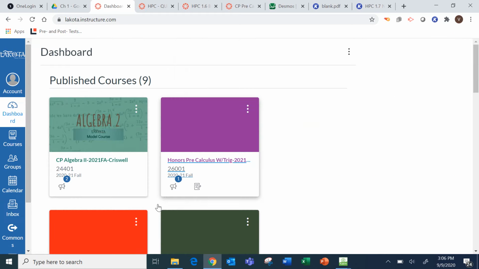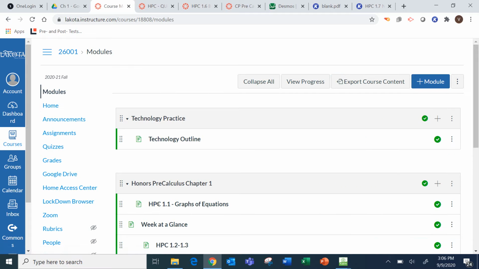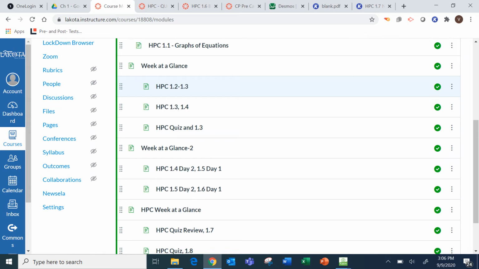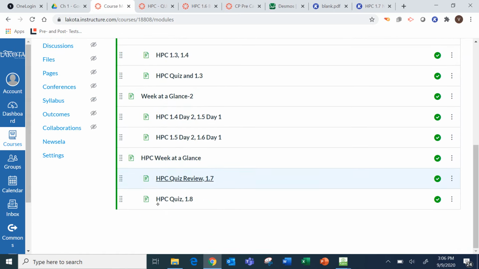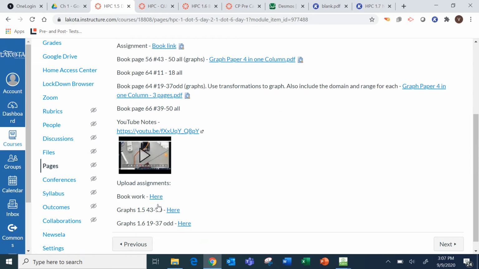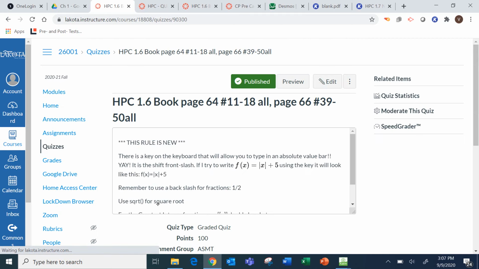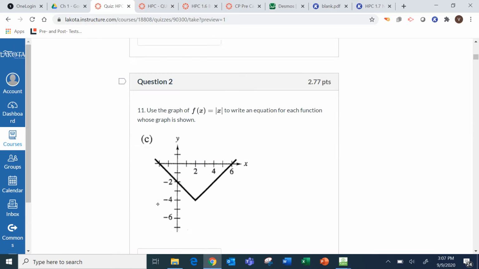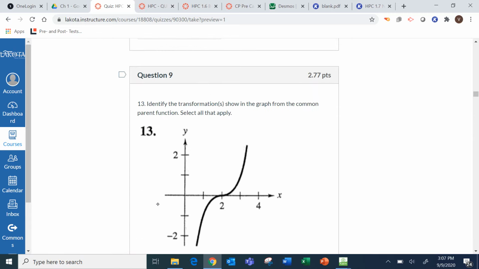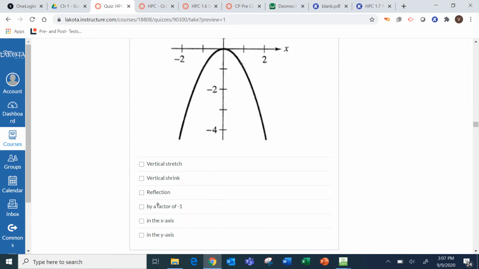Dashboard, pre-calc. Let's go to modules. And it was last week. So there were some questions, like I know question 42 was one that a lot of people were asking me about. There were more, but I know 42 was a big one.